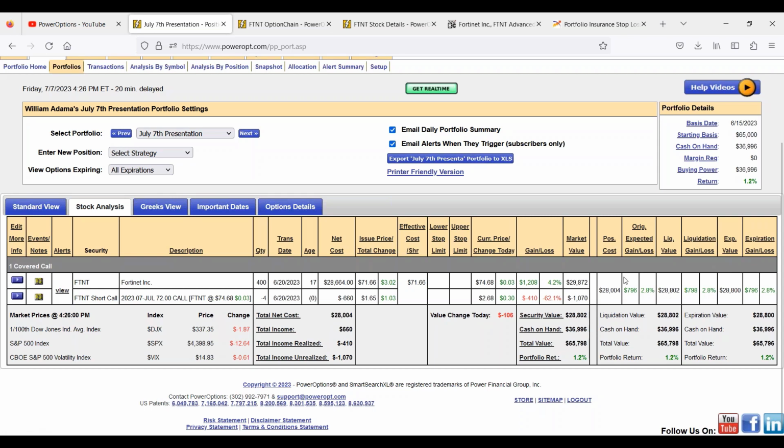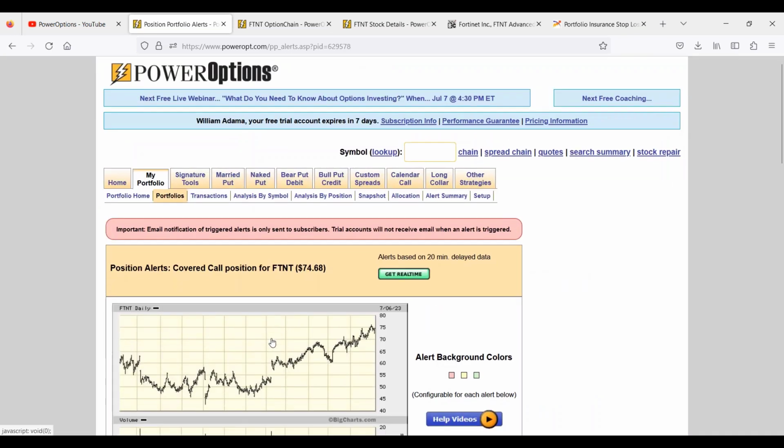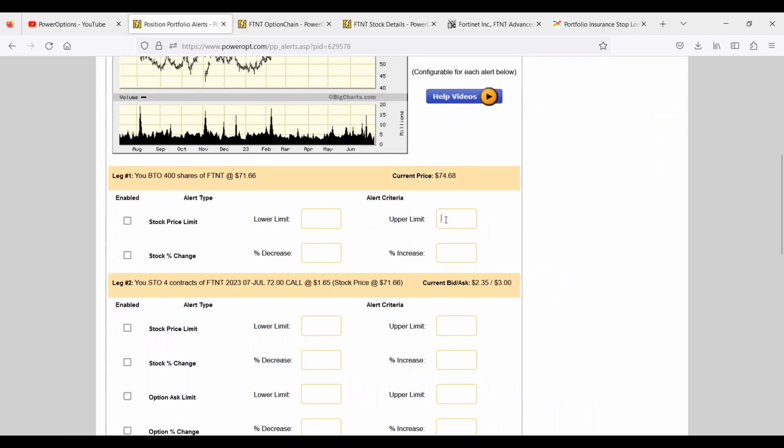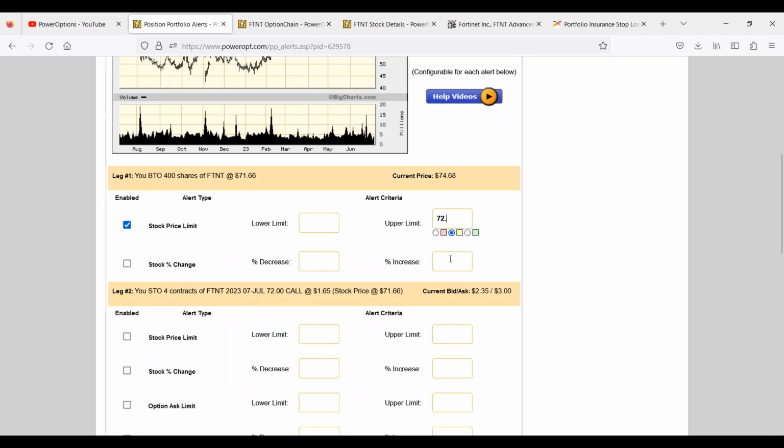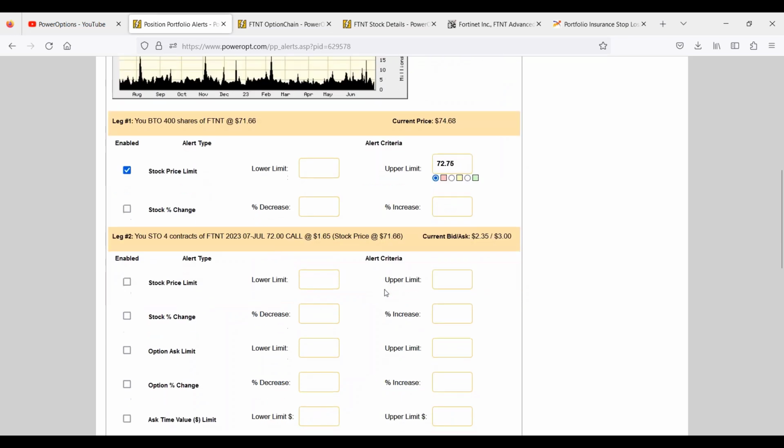Now, of course, what I might have done is set alerts on this position to be notified if I didn't want to be assigned, if it was in the money or the price changed. I would set the alerts here in the alerts column. I would just click on view. And I may have set alerts if the stock has moved up above, we collected 165. So let's say if it moved above 72.75, I wanted to avoid assignment and keep the trade. Maybe I'd go ahead and mark that.